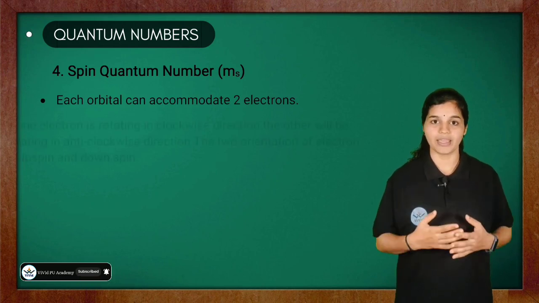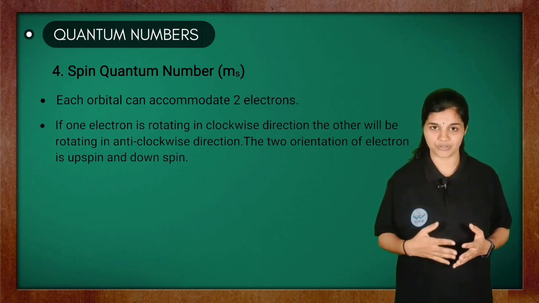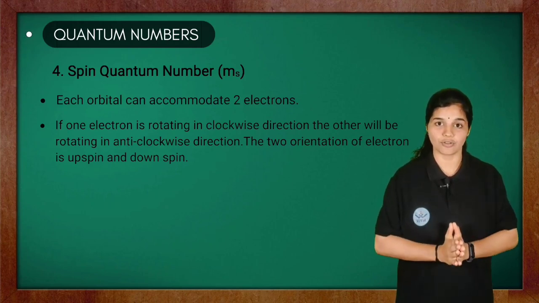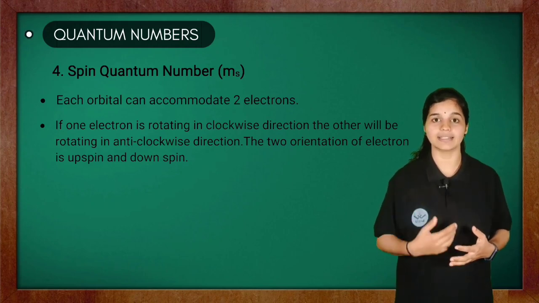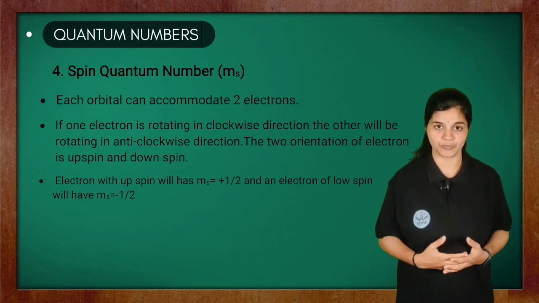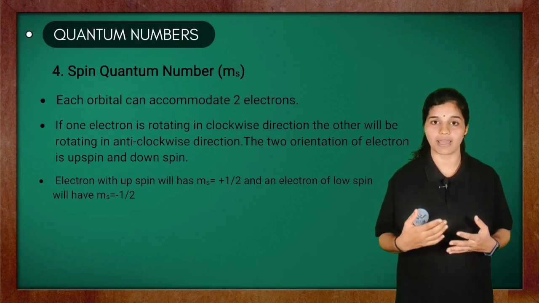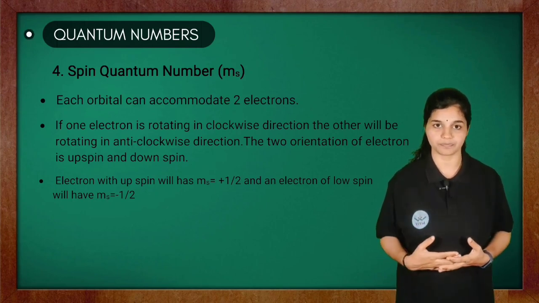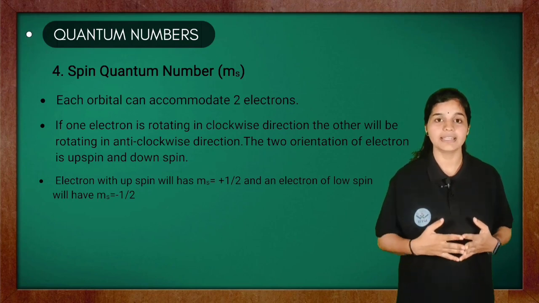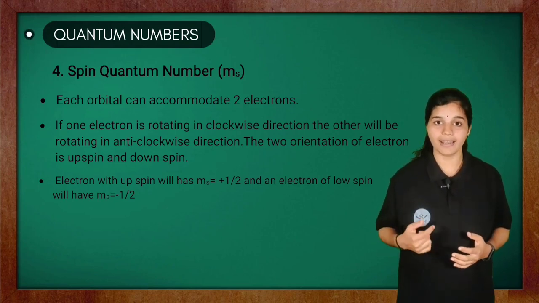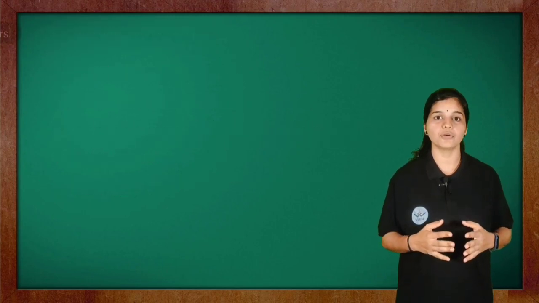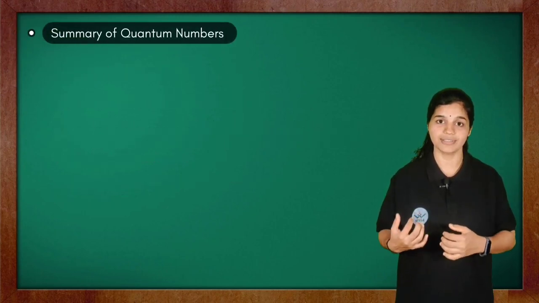Similarly, the electrons here. If one electron is rotating in clockwise direction, the other will be rotating in anti-clockwise direction. The two orientations of electrons are upspin and downspin. The electron with upspin has ms value of plus 1 by 2 and an electron with downspin will have the value of ms as minus 1 by 2. It's important to note that two electrons present in an orbital can have same values for n, l and ml, but their spin quantum number is different. The four different quantum numbers can be summarized using this particular table.